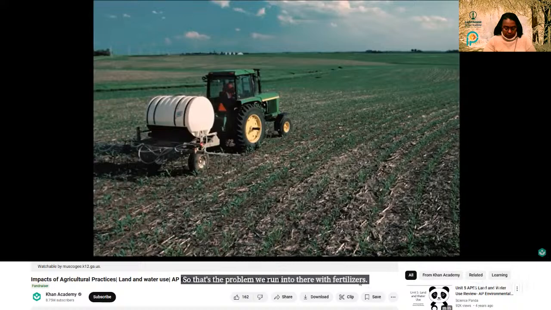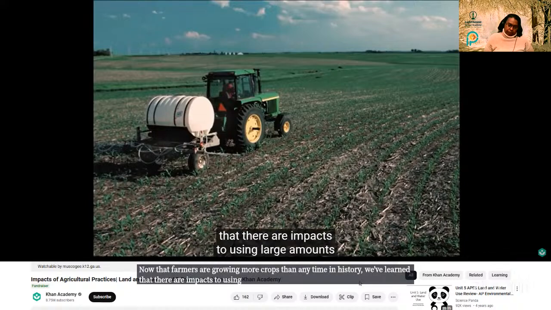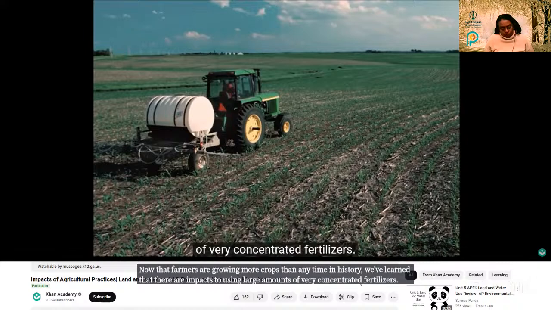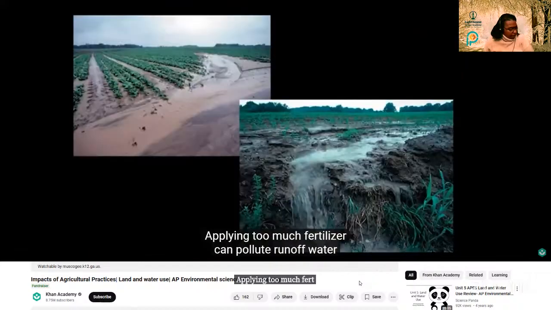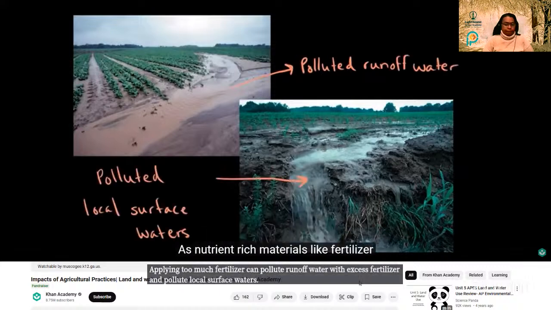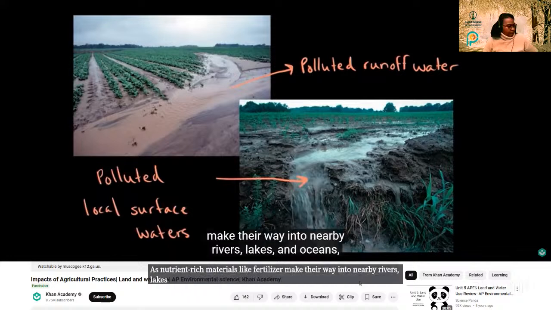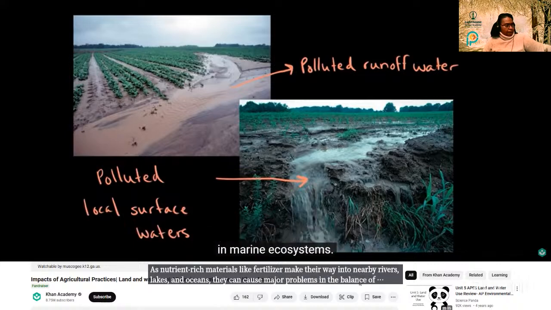But there's a catch. Now that farmers are growing more crops than any time in history, we've learned that there are impacts to using large amounts of very concentrated fertilizers. Applying too much fertilizer can pollute runoff water with excess fertilizer and pollute local surface waters. As nutrient-rich materials like fertilizer make their way into nearby rivers, lakes, and oceans, they can cause major problems in the balance of nutrients in marine ecosystems.